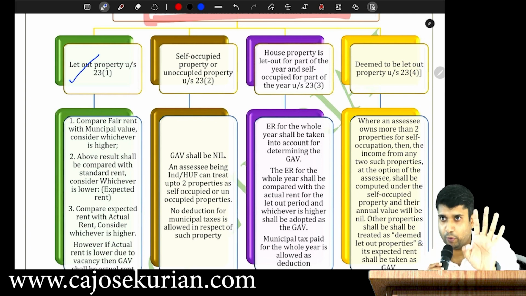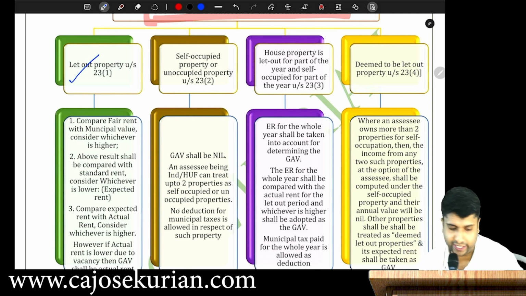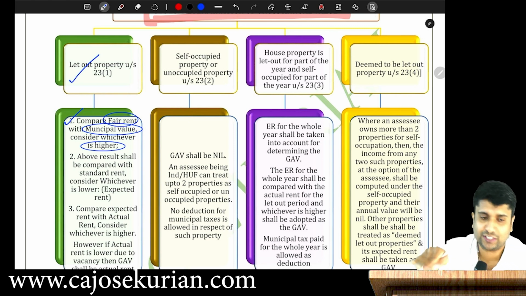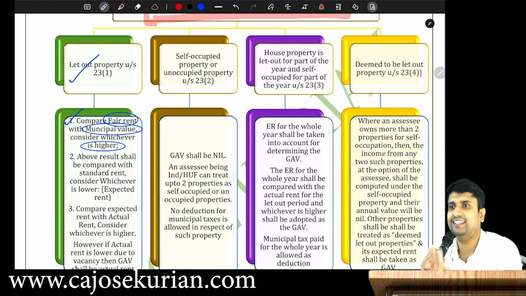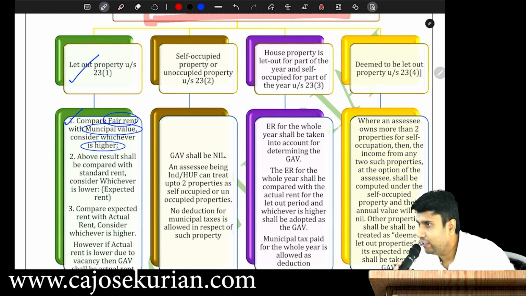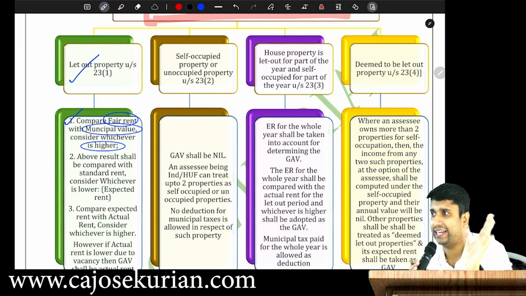So let's compute. How do you compute the gross annual value of a let out property? What's step number 1? Compare fair rent with the municipal value and consider whichever is higher. First of all, what is fair rent? Fair rent simply means market rent. The rent that you would normally have to pay for a similar property. Are you all with me? The market rent is said to be the fair rent. Commercial rent we can say.